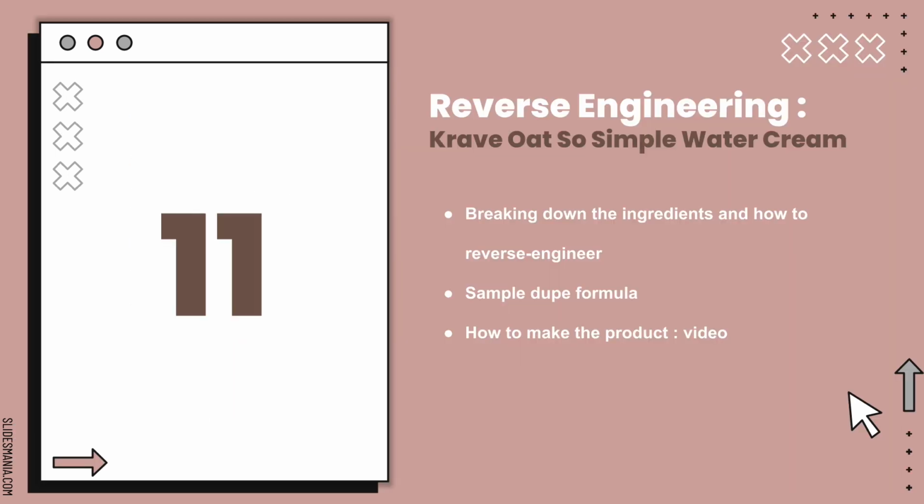The first product we are reverse engineering is Krave Beauty's Oh So Simple Water Cream. We will break down the ingredients, go over our thinking behind reverse engineering this product, then present the sample dupe formula, and finally demonstrate how to make this product.